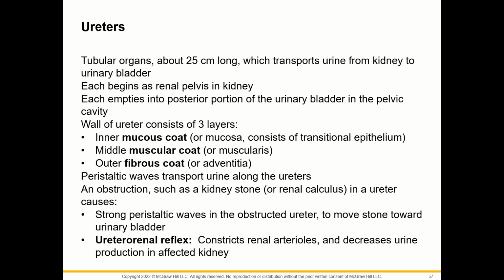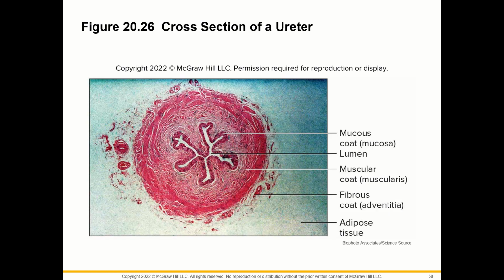Peristaltic waves transport urine along the ureters. An obstruction such as a kidney stone, or renal calculus, in a ureter causes strong peristaltic waves in the obstructed ureter to move the stone towards the urinary bladder. The ureterorenal reflex constricts renal arteries and decreases urine production in the affected kidney. Figure 20.26 shows a cross-section of a ureter, and you can see the inner mucosal lining, the middle muscular lining, and then the outer fibrous coat.